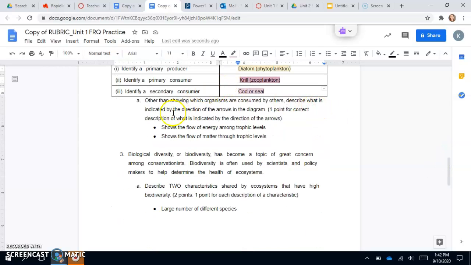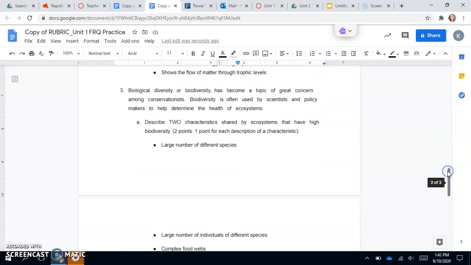So A says, other than showing which organisms are consumed by others, describe what is indicated by the direction of the arrow. You can either say it shows the flow of energy among the trophic levels or shows the flow of matter. You have to have one of those two things. If you didn't say one of those two things, no point. So now we are up to 6 points.